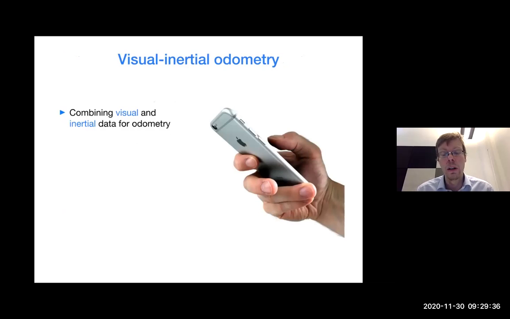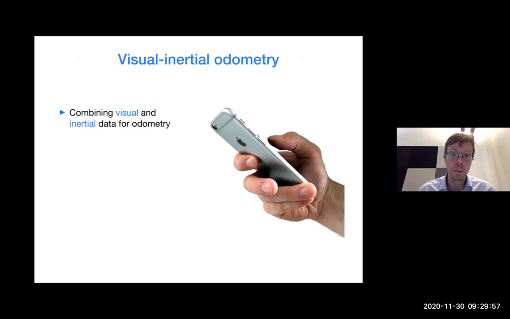So we take into use also the monocular video camera that exists in these devices, and we move from a pure inertial navigation to visual inertial navigation. And this problem is called visual-inertial odometry in the literature.